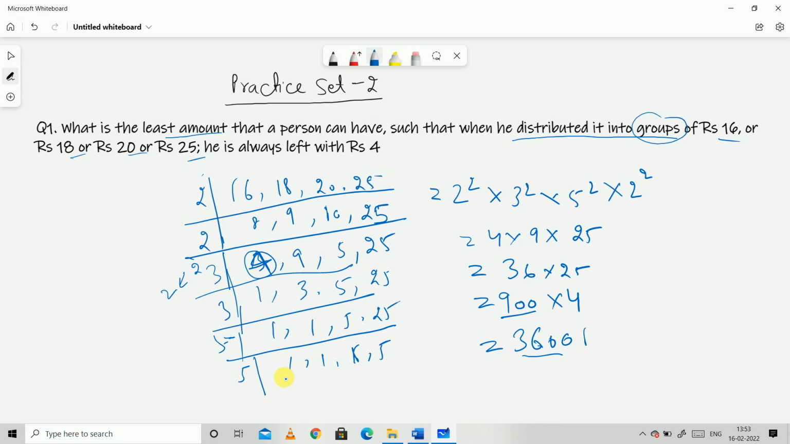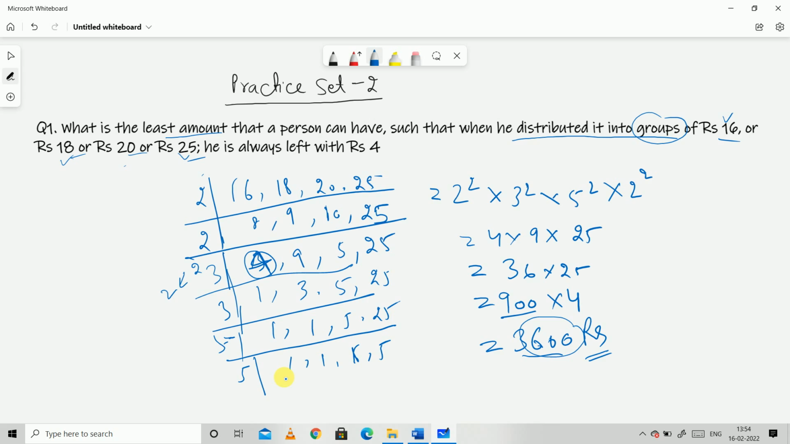So if he has 3600 rupees with him, if the least amount that he has is 3600, then if he is going to distribute this 3600 into groups of 16 or 18 or 20 or 25, he'll be left with no money with him, because 3600 is completely divisible by these numbers. So if he distributes the 3600 into groups of these given numbers, then he'll be left with no money, because 3600 will get completely distributed into 16 or 18 or 20 or 25. So he'll be left with nothing.